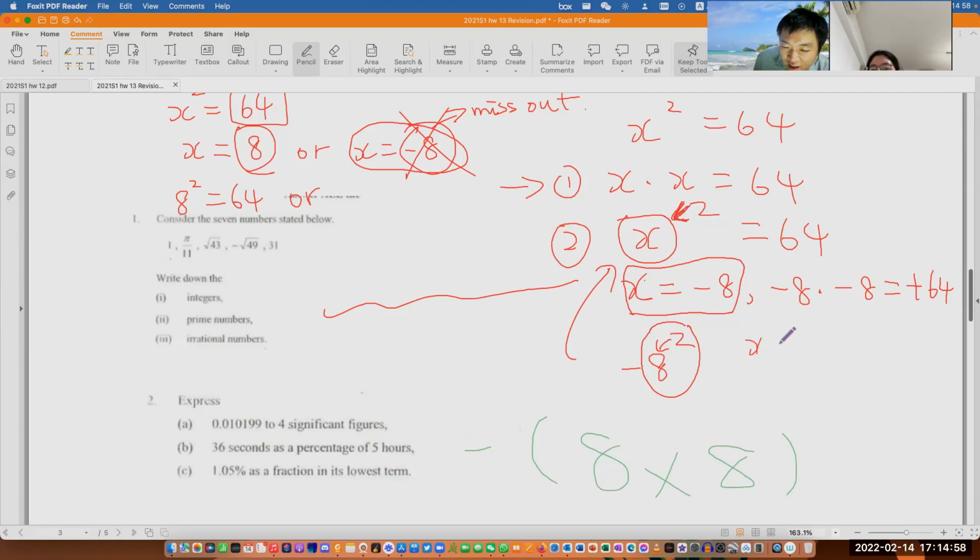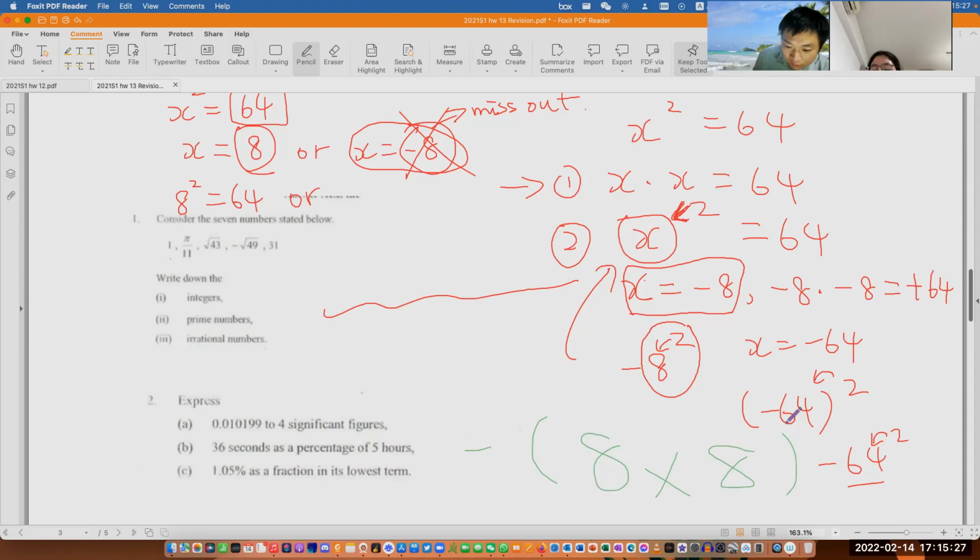So let's say your x is negative 64, for example. You have to square this negative 64 by putting a bracket there. Without the bracket, you only square the 64. With the bracket, you square the negative 64. So are you clear? This step is so important. A lot of students make this mistake.